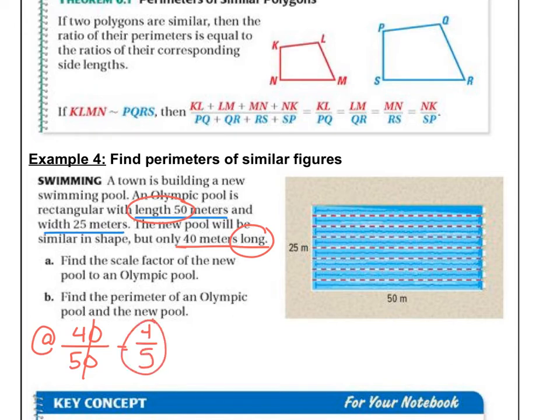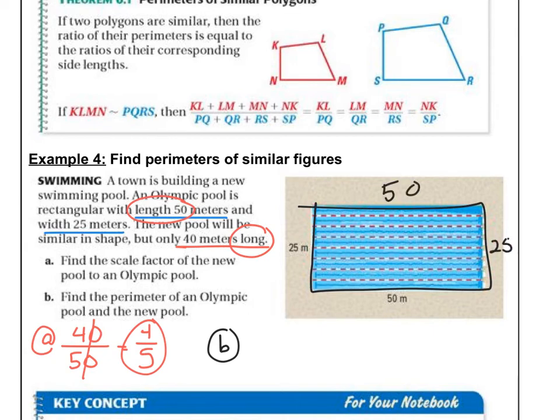Okay. Now we are going to use that to find the perimeter of the new pool. The perimeter of the Olympic pool is easy to find. We picture it over here. Okay, if that's 25, this is 25. If that's 50, this is 50. So the perimeter of the old pool is 150. Remember, perimeter is just to add up all the sides.